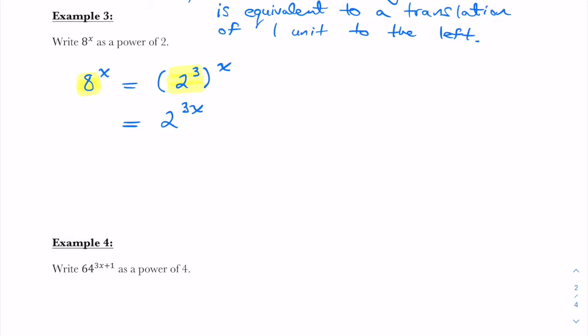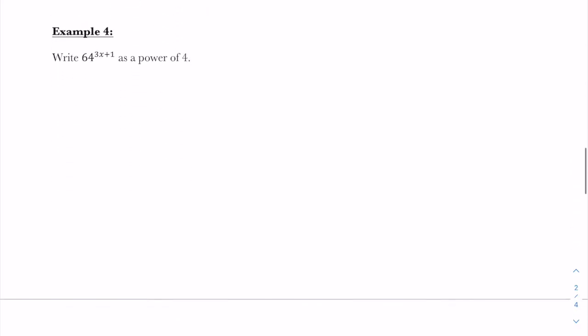Let's continue practicing. Is it possible to write 64 to the exponent of 3x plus 1 as a power of 4? Well, yes, indeed it is. Let's begin by writing out the expression. Now, most of these problems involve manipulating the base. Can you write 64 as a power of 4? Well, certainly you can. 64 is equivalent to 4 to the exponent 3.